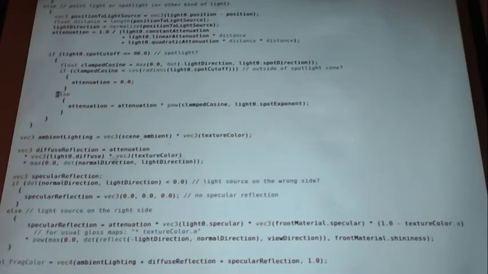Okay, so we got the color there for the diffuse light, and then we've got the maximum of 0 and the dot product of the normal direction and the light direction. So if they're perpendicular to each other, we'll get a dot product of 0, and we won't see any light. Now this max here is to avoid negative light, because if our light source is behind the thing that we're looking at, you know, this sort of situation.